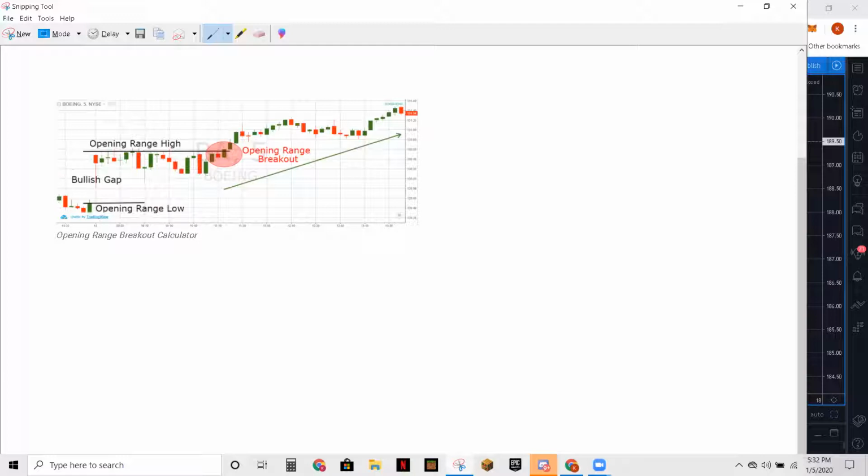The whole goal of trading this open range strategy is so that I can gauge whether or not it's worth it to even get into this stock within the first 15 minutes or 30 minutes. And if it's not worth it, then I'm moving on to the next one, and I'm drawing other levels.